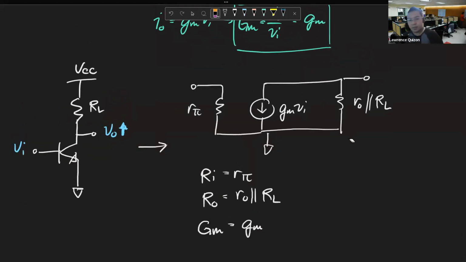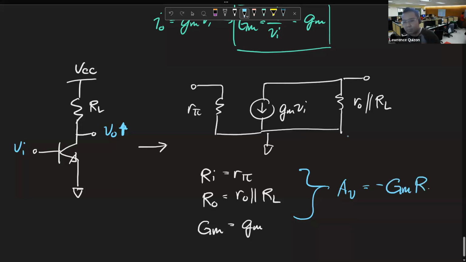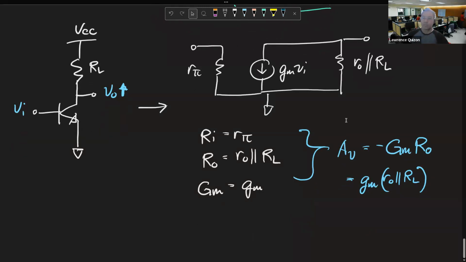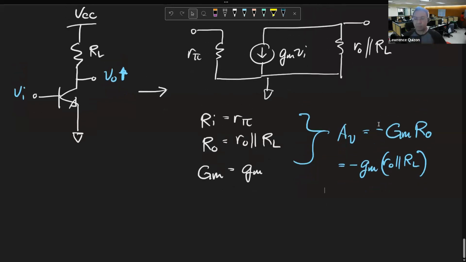Now, finally, we derive the voltage gain. The voltage gain here is defined as negative GM R out, which means that the gain for this common source amplifier is negative GM times R out parallel RL. So that's the gain for this amplifier. Remember, this is an inverting amplifier. It's what we called it before.